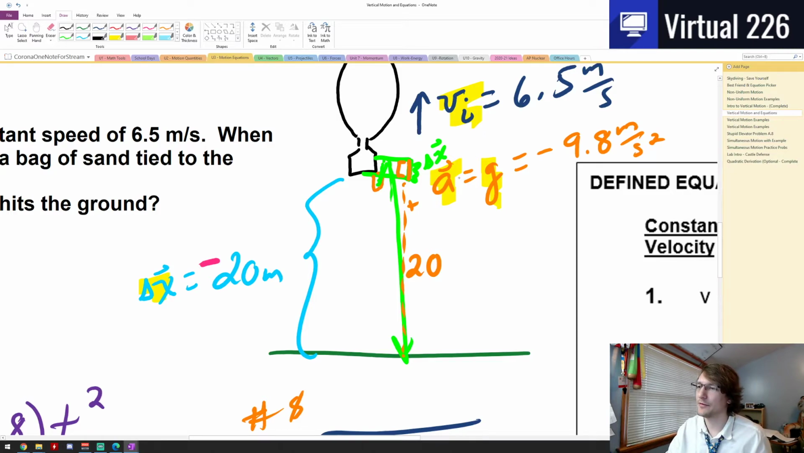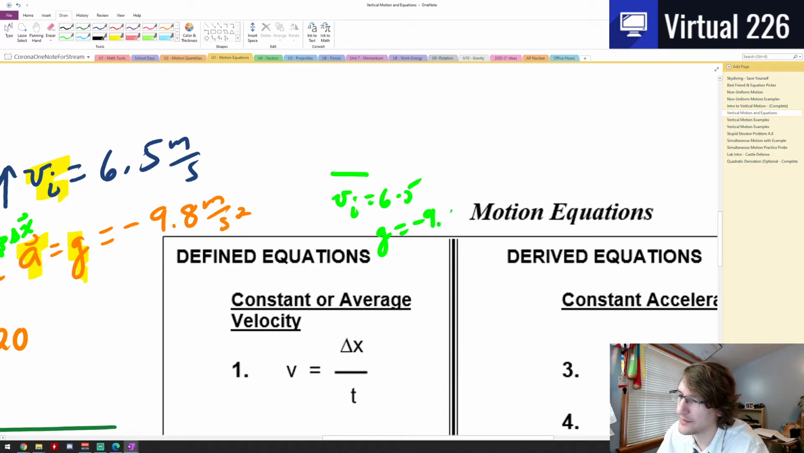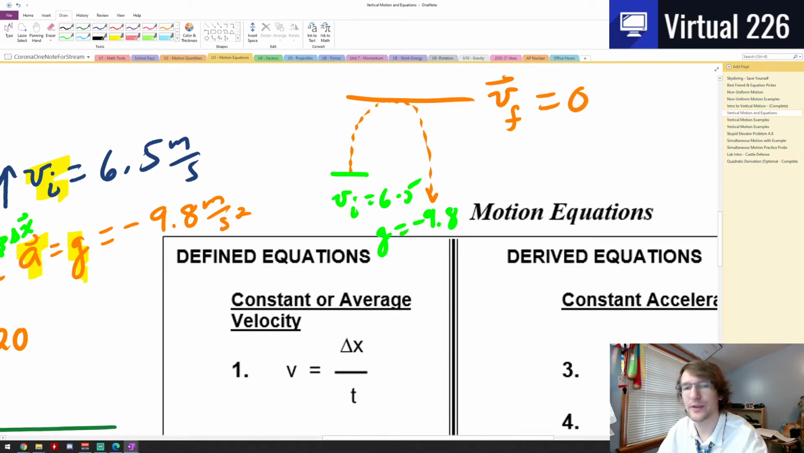Well, if we're taking a look at this, let's zoom in and make a new picture over here. If this is where the bag of sand starts, and it has an initial velocity of 6.5, we know gravity is always there at negative 9.8. What's going to happen to this bag? This bag of sand is going to move up to some maximum height, and then it's going to fall down, down, down. We know when it gets to its max height, the final velocity is 0. That's where it floats. It hovers for an instant of time.